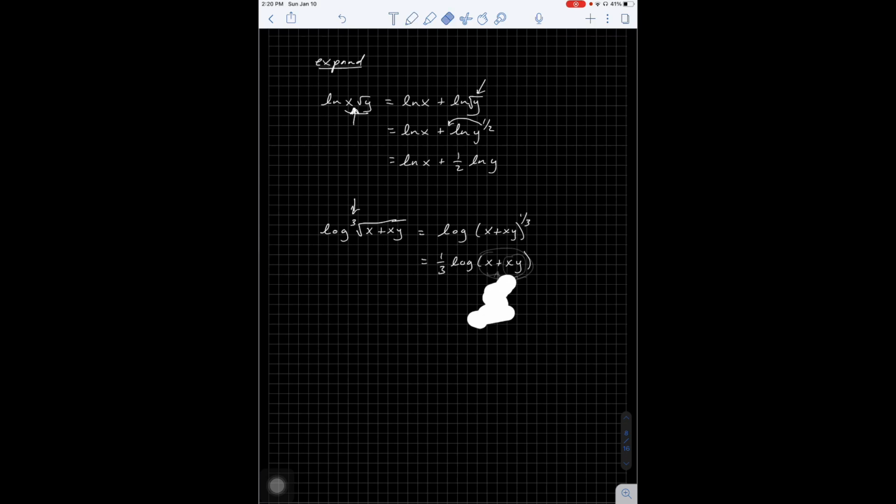Here's another one that trips a lot of people up. Okay. So what's happening here? Out on the outside function, I've got multiplication between these two. So that's what I'm doing first. The log of the first thing plus the log of the second thing. Now within the second thing, I've got addition. There's no property to pull apart addition. So this does not pull apart anymore.